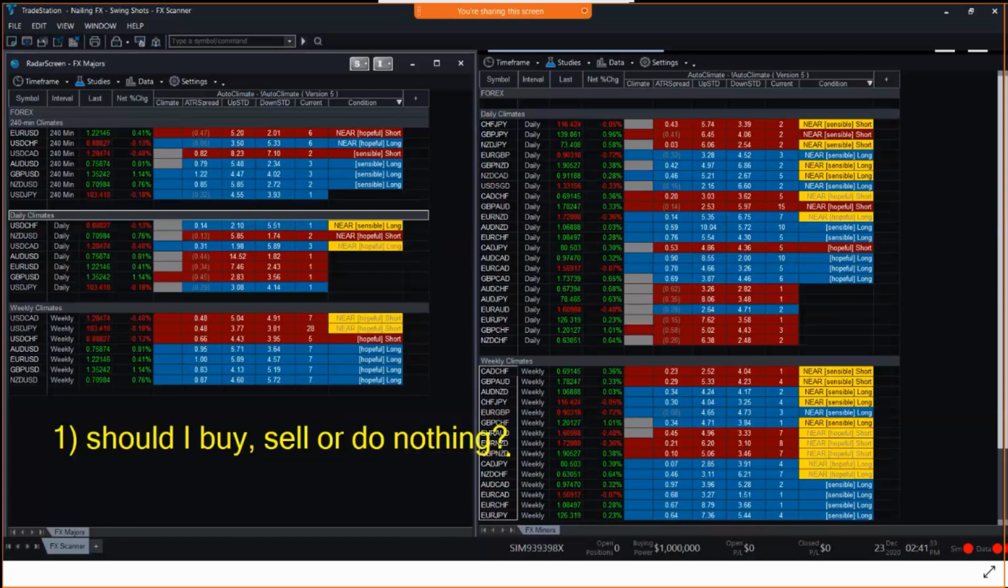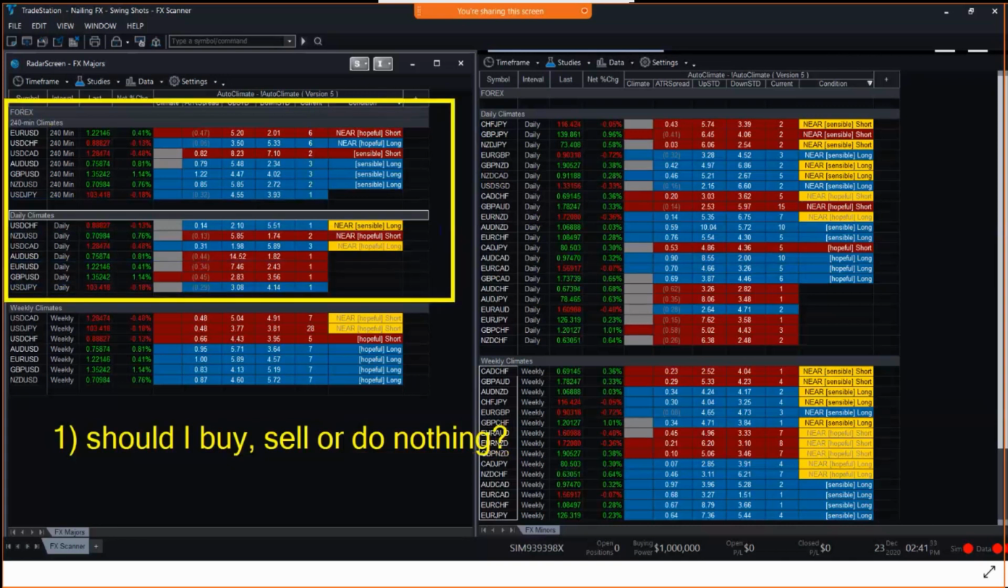There are different ways to do that. You might use trend analysis. You might use other indicators. For us, we are using our Auto Climate app, which helps us do this. Now, these scanners that I've got behind this here, these are scanning the climates for us and basically telling us where we have good opportunities to be looking at.